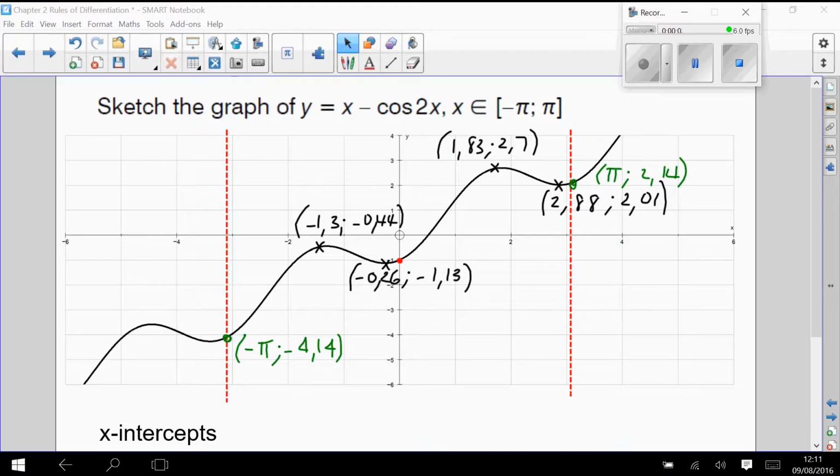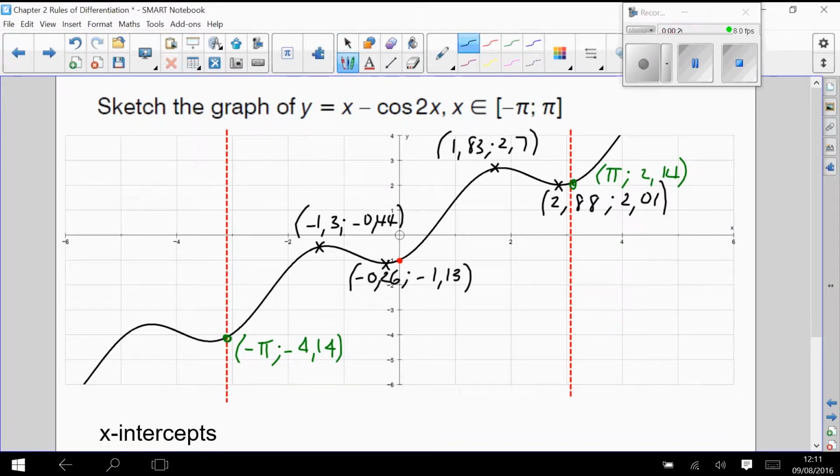Lastly, in example number 2 of curve sketching, we need to try and find our x-intercept. Now remember, I said to you that you don't find your x-intercept until the very end, especially if it looks as though it's going to be complicated and you're going to need Newton-Raphson, because you don't know automatically where you're going to be cutting your x-axis.